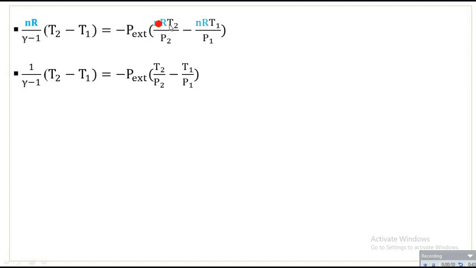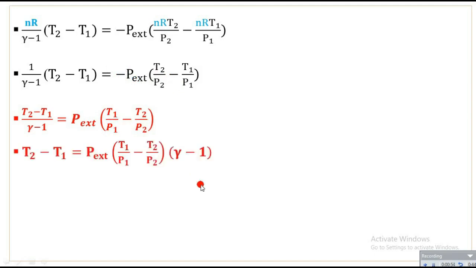We remain with 1 over gamma minus 1 (T2 minus T1) equal to minus external pressure (T2 over P2 minus T1 over P1). That means then here we can get (T2 minus T1) over gamma minus 1 equal to external pressure. So this minus is removed, but we need to change here. If we remove the minus here, in this case we need to get T1 over P1 minus T2 over P2, because we have changed the sign here. It's equal to P external (T1 over P1 minus T2 over P2), because we have multiplied this sign inside.